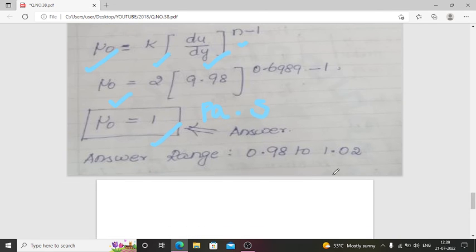Answer range is 0.98 to 1.02. Okay, this is the answer range for this problem.